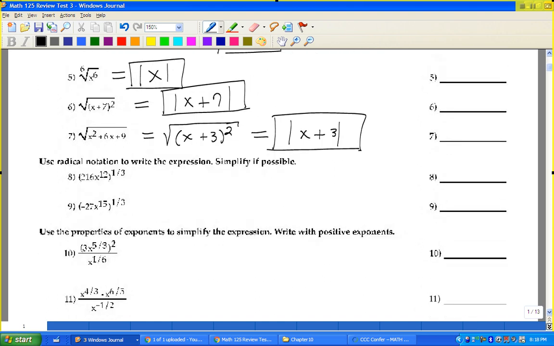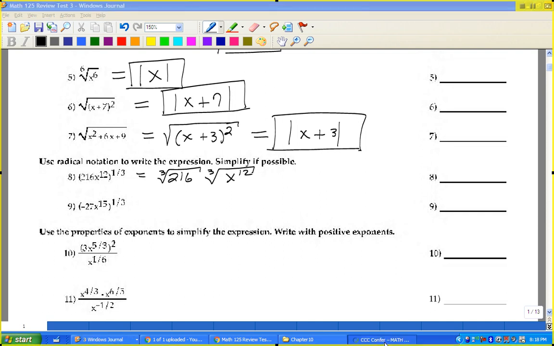Let me do problem number 8. The cube root says, use radical notation to write the expression, simplify if possible. So this is equal to the cube root of 216 times the cube root of x to the 12. Question.